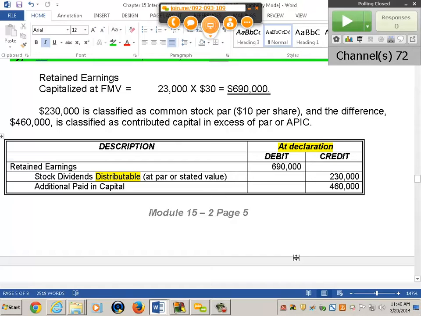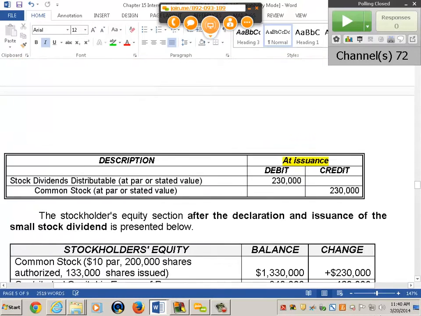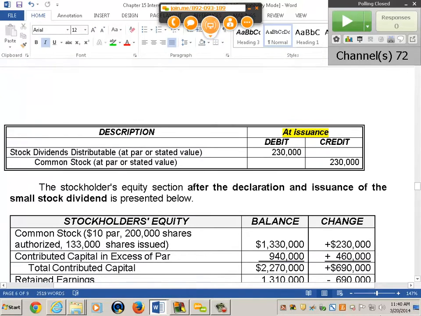Now, when I distribute the stock, or issue the shares, I debit the distributable account and I put the 230 into common stock. So you take it out of one contributed capital account and put it into another. Debit stock dividends distributable, and credit common stock. So again, I think this is really relatively easy. The valuation becomes the question.